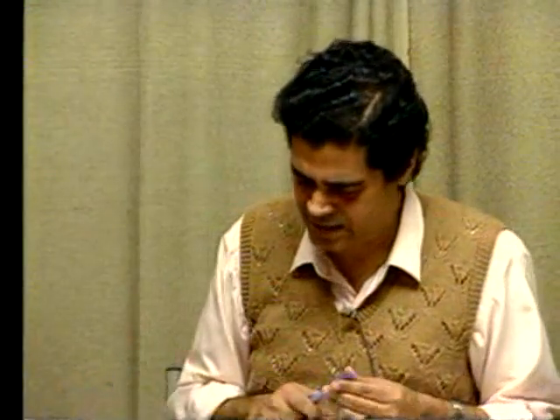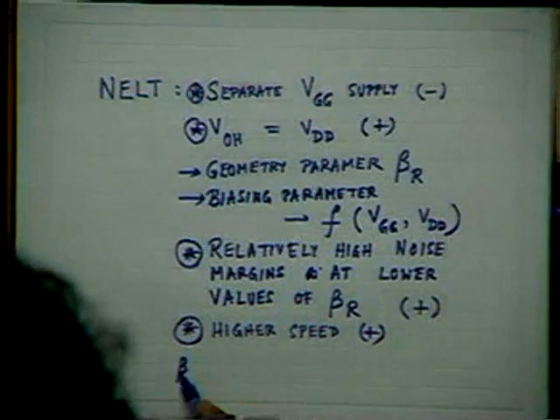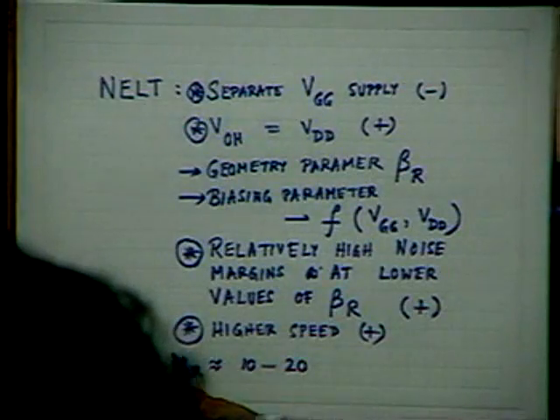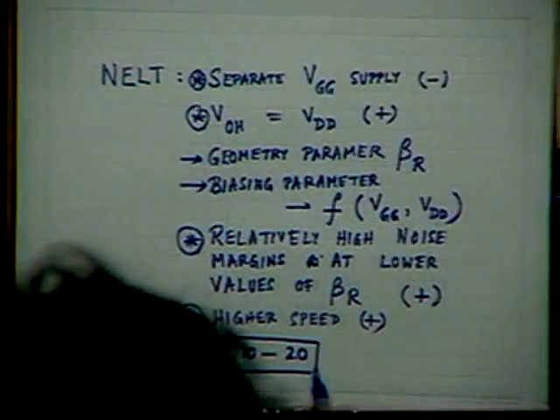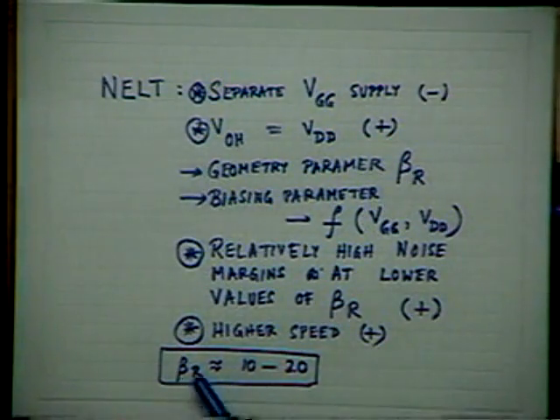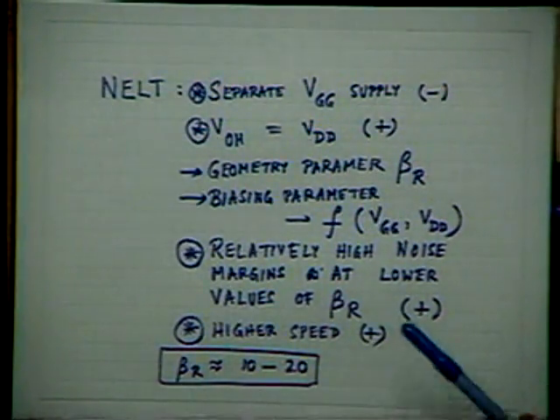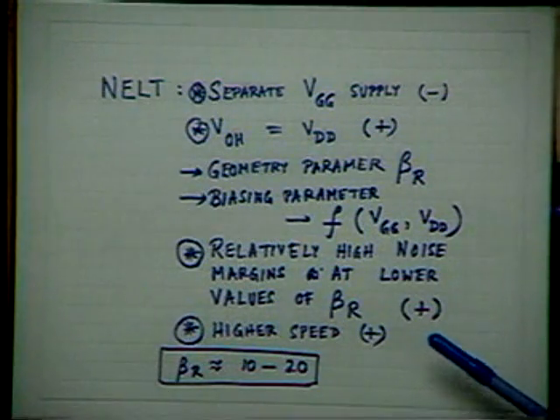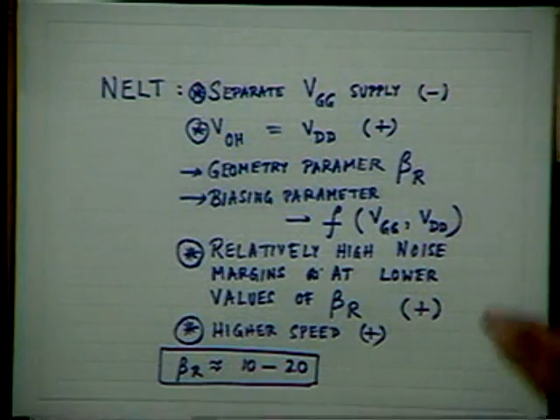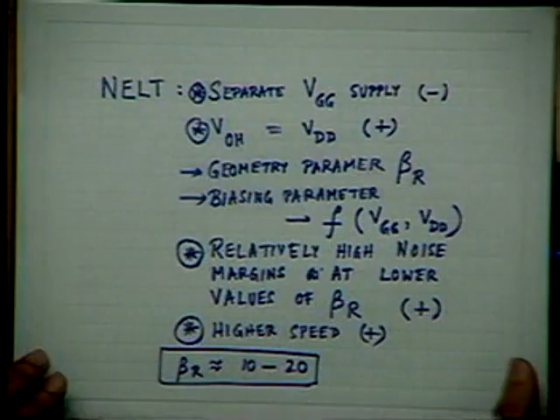In this case, the practical value of beta, let me tell you, is usually around 10 to 20, which is a good figure for this kind of NELT1. As compared to NELS, where I said beta is more than 50, typically 70, in this case it is 10 to 20. The only thing is you have to have a separate power supply voltage per gate, VGG, which should be reasonably high compared to VDD. VGG is usually 2-3 times higher than VDD. Please remember this.